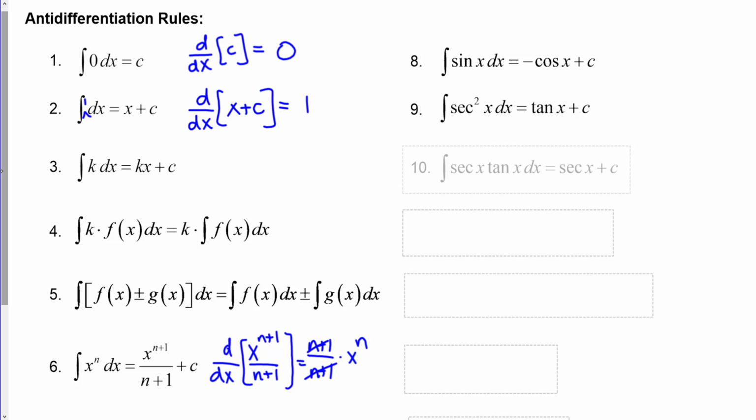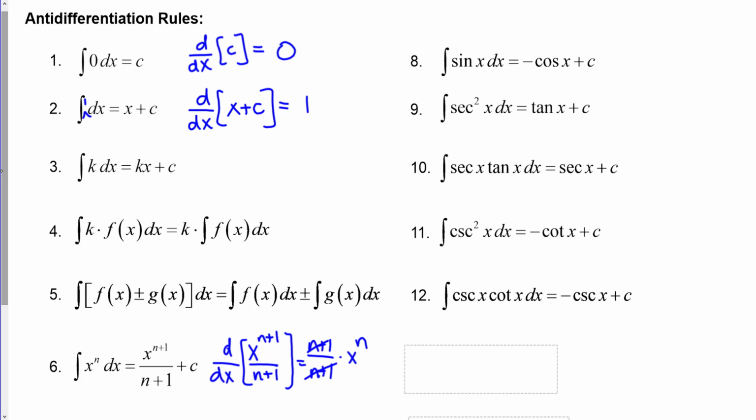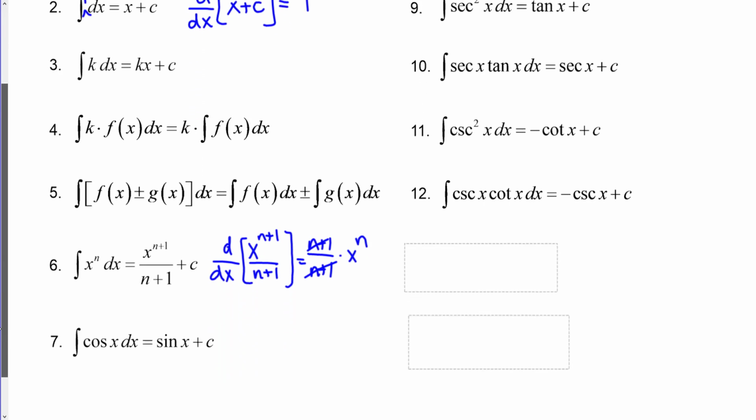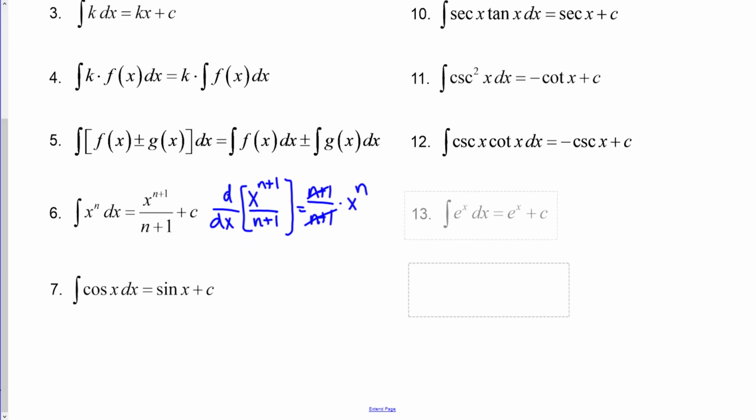Similarly, secant x tangent x, if we did the derivative of secant, that's what we would result with. So it should make sense that the antiderivative of secant x tangent x gives us secant. The next two are just the partner functions of those. So let's jump down here to 13. The antiderivative of e to the x dx is equal to e to the x plus c. And that should make sense because e to the x was its own derivative, so it's also its own antiderivative.